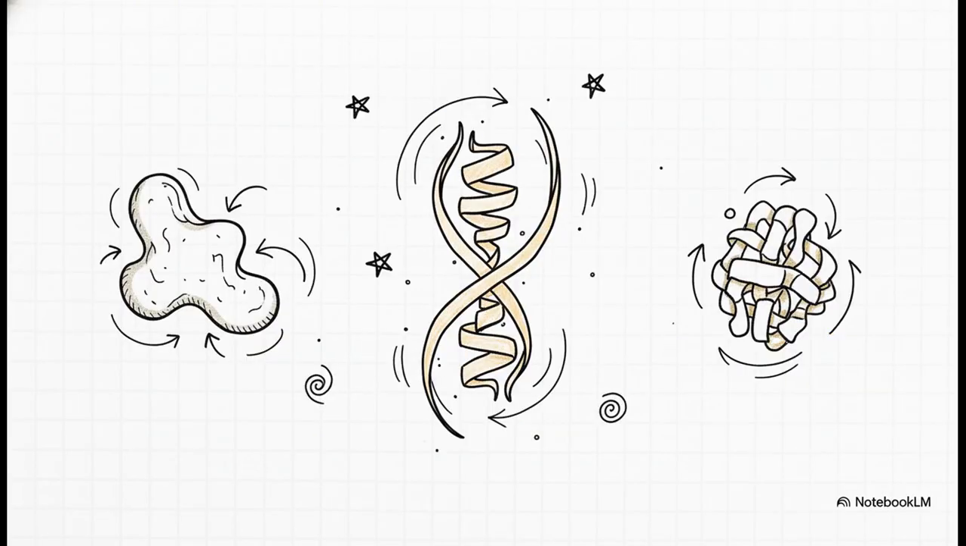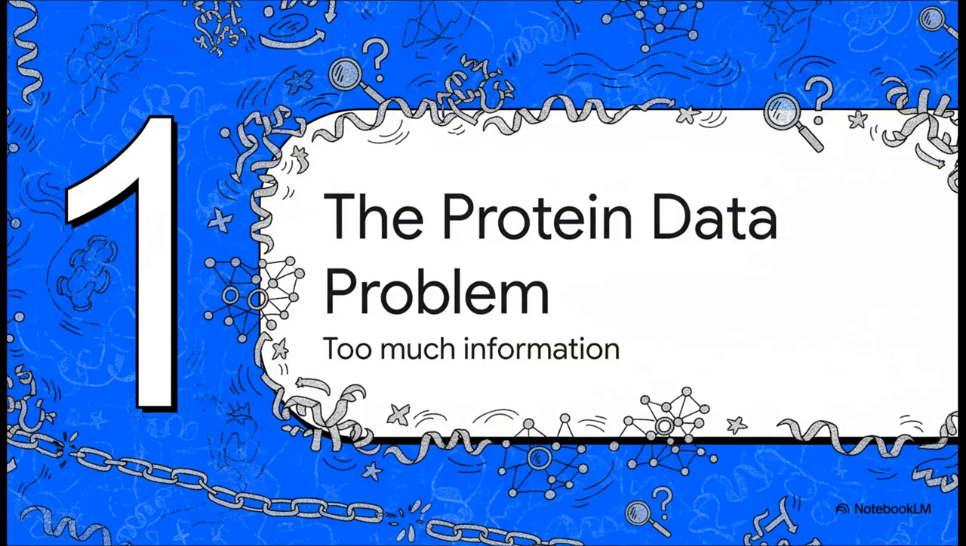You see, everything our body does, from fighting off a cold to just thinking a thought, it all happens because these tiny machines called proteins are folding, twisting, and dancing in just the right way. They're not just static little blobs, they are constantly moving, constantly changing shape to get their jobs done. Okay, so here's the catch. Watching this molecular dance is incredibly difficult. And for decades, scientists have been banging their heads against a massive data problem.